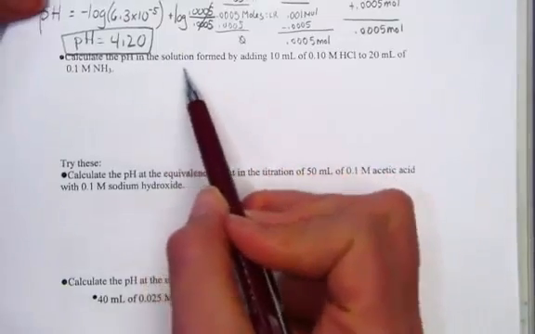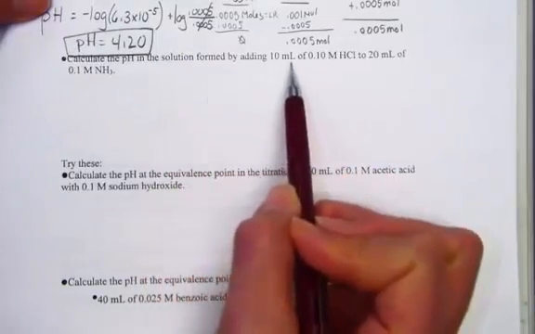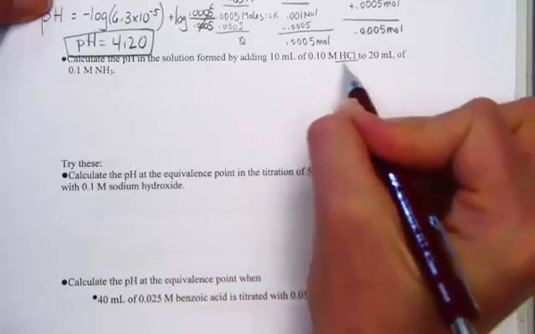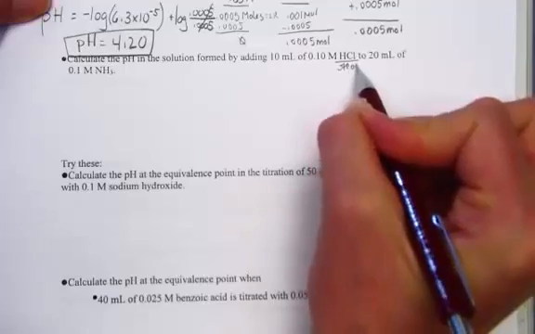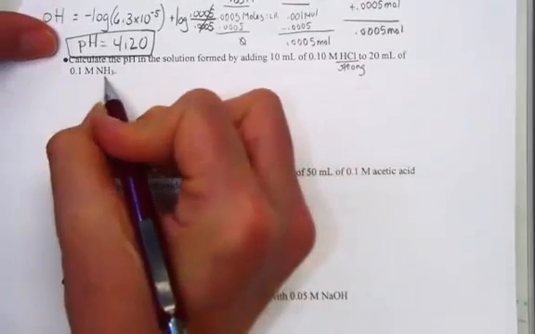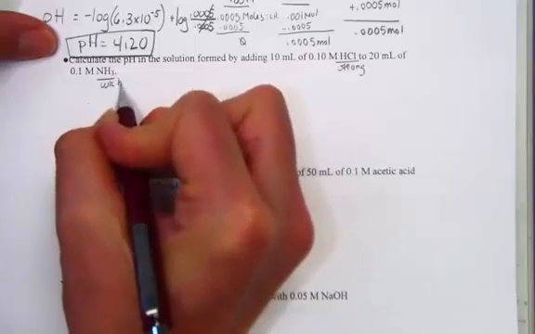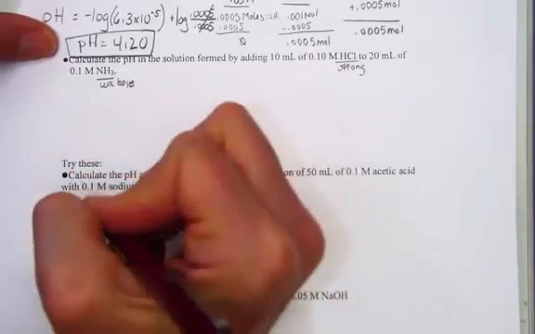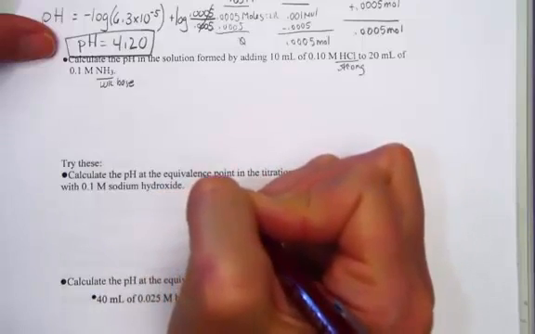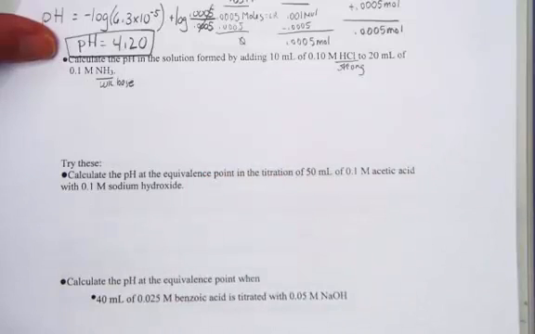Calculate the pH in the solution formed by adding 10 mL of 0.1 molar HCl. Note to self, that's a strong acid, to 20 mL of a 0.1 molar ammonia, weak base. Strong acid plus weak base. What I'm thinking with strong versus weak, do the stoichiometry first, followed by the Henderson-Hasselbalch.